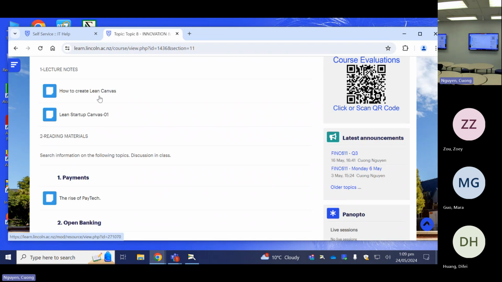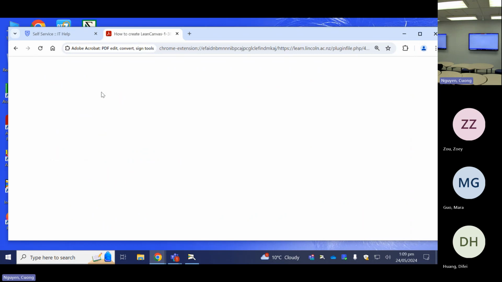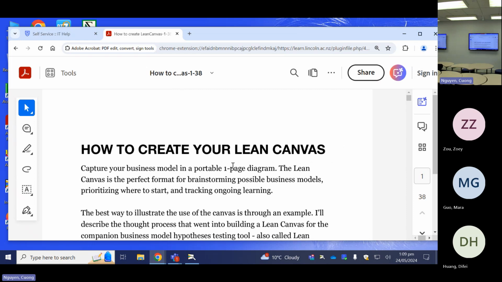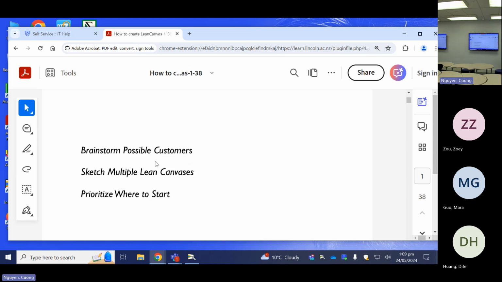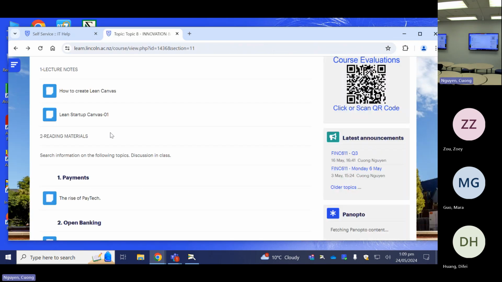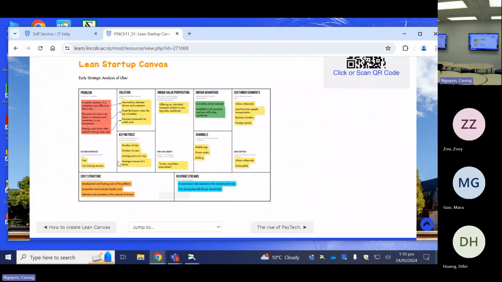Very, very detailed, with examples. So remember, you need to have a look at this when you work on your own Canvas, or a Canvas for your product. A lot of things, including examples, and also an example was provided here for us to have a look, to imagine what a canvas for a fintech product, a canvas for a startup, looks like.